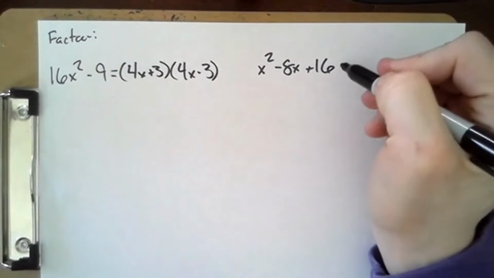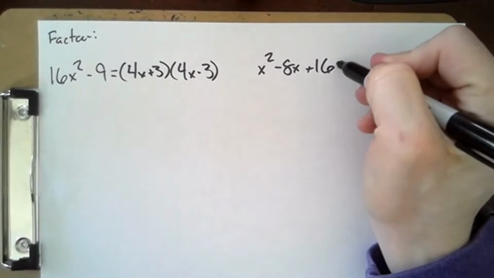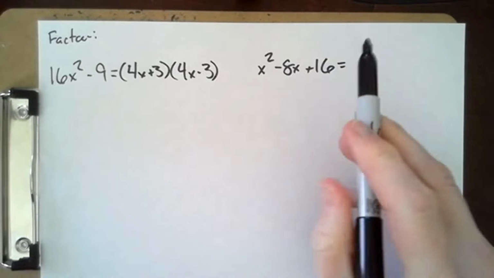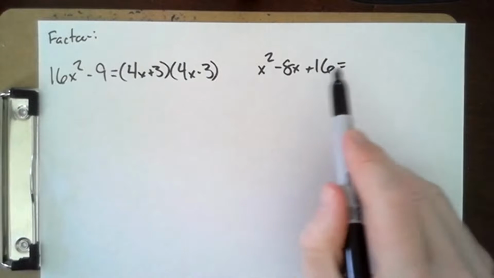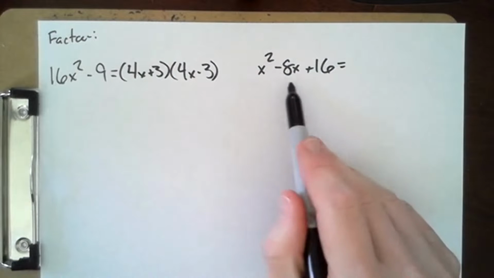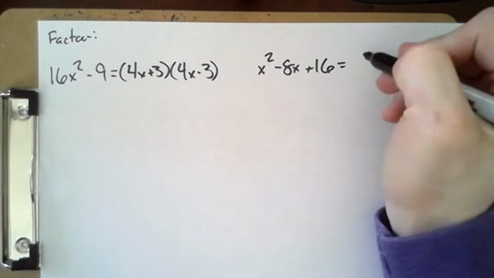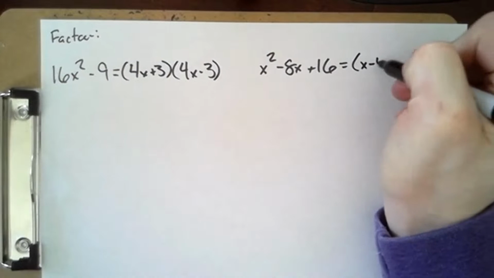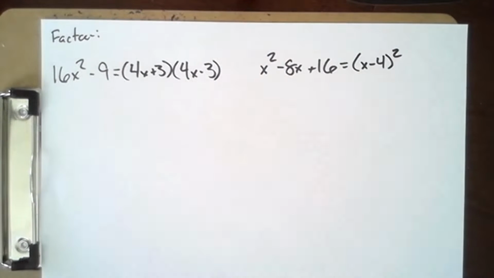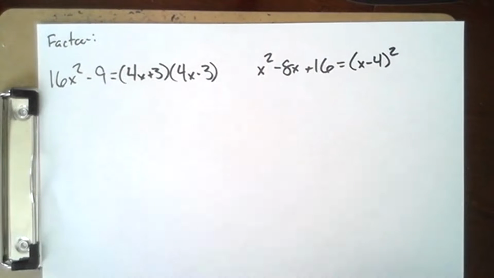For x squared minus 8x plus 16, notice that this has x squared as a square, and in the middle here we have 2 times the product of the square roots. In particular, this is x minus 4 quantity squared. Back to our slides once more.